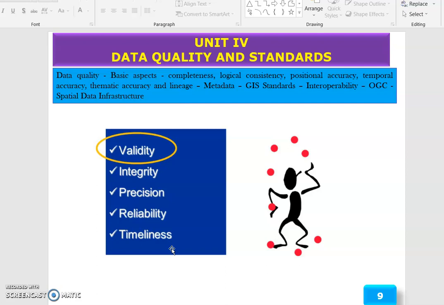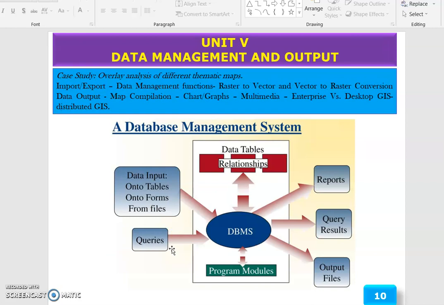See the data quality basic aspects: completeness, logical consistency, positional accuracy, temporal accuracy, thematic accuracy and lineage, metadata, GIS standard, interoperability, OGC, spatial data infrastructures. Finally, we have good data, then we can manage it into a final output like a thematic map. We are going to discuss this in unit 5, data management and output. The final skill assessment, overlay analysis of different thematic maps in a case study, we are going to deal with in unit 5.